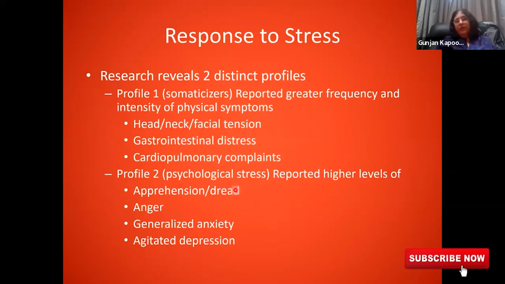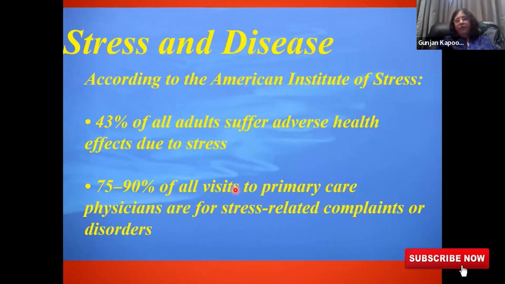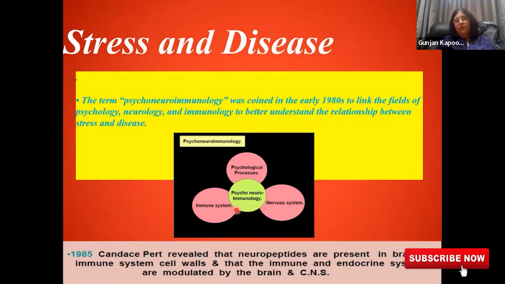And because of that we can have excessive anger or apprehension, anxiety or depression. So both ways the stress can manifest in our body. And according to the American Institute of Stress, almost 75 to 90% of all hospital visits to a primary care physician are stress related. Some underlying stress is the manifestation of a disease. And of course, Dr. Rahul would agree, we have talked a lot about this privately also.